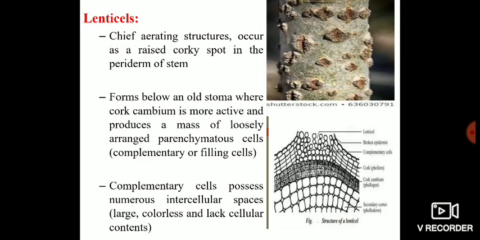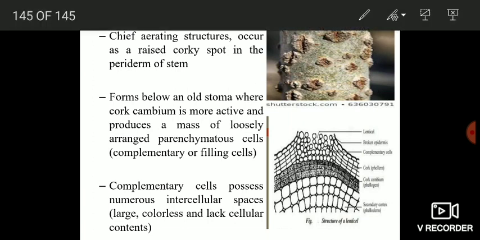Now, one more term which is attached with periderm is lenticels. Lenticels are actually the chief aerating structures which occur as raised corky spots in the periderm of the stem. Here you can see these are the raised corky spots. Some spots in the cork or phellem are raised, and these raised corky spots are known as lenticels.